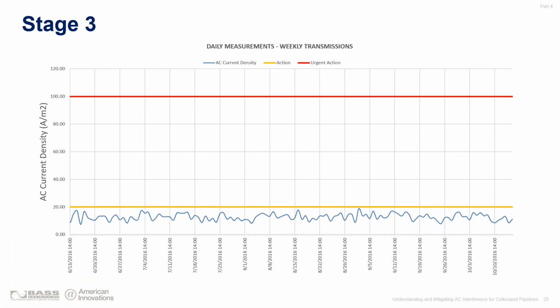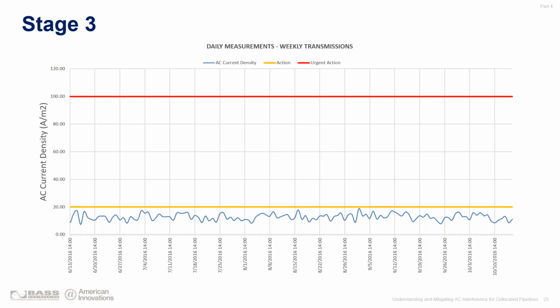At that point, you can transition to stage 3, and you can turn down your measurements even further to save that battery cost, and you're only taking a daily measurement at that peak time that you've identified. And you can carry on like this throughout the rest of the year.